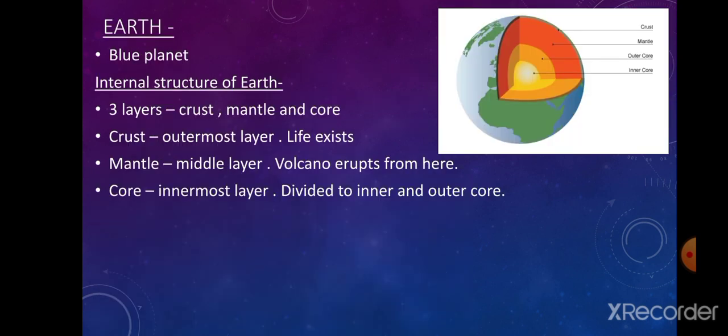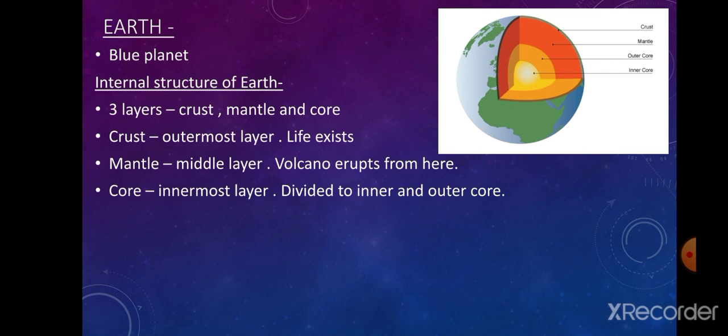We'll study first about the Earth. In this chapter, we're going to study about Earth, Sun, and Moon. The first thing we are going to study is about Earth. Earth is called the blue planet. Why? Because of the presence of water. The surface of Earth is covered with oceans, glaciers, land, mountains, and valleys.